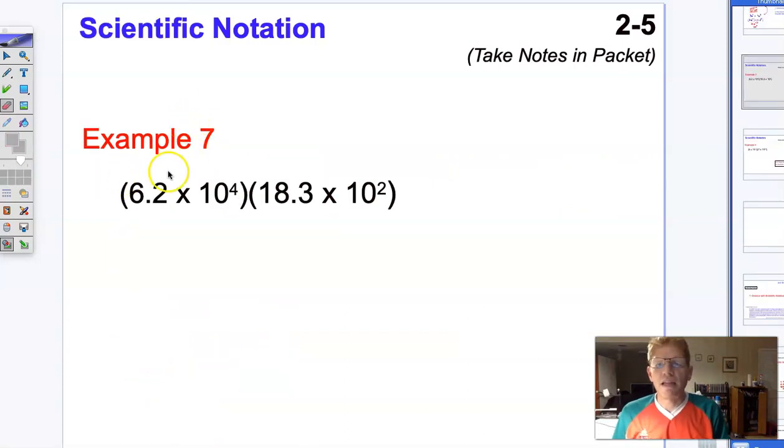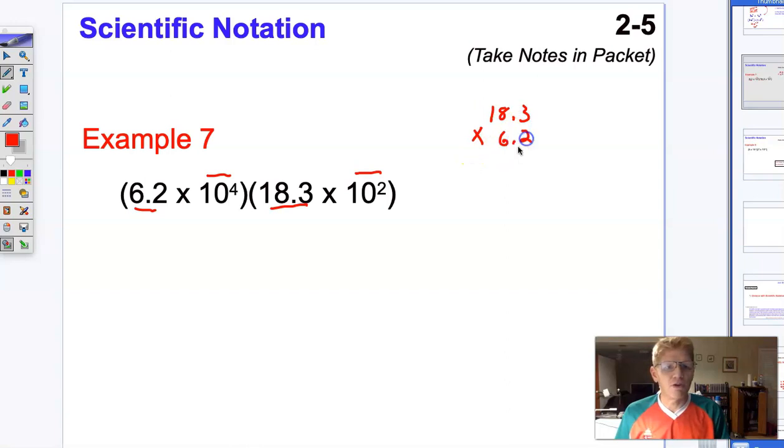Now let's do a slightly more complicated example. In this case, once again, we have two constants multiplied by two exponents with the same base. In this case, we're going to multiply our constants with their decimals. So 18.3 times 6.2. It's always easier to put the larger one on top. It doesn't matter whether your decimals are lined up at all.